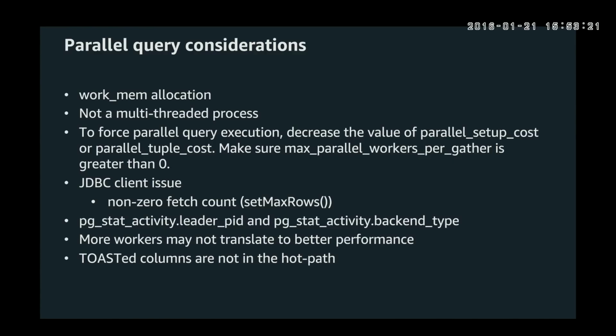So you just have to go and modify the client to send the non-zero fetch count to 0 so that it understands. This is kind of a limitation from the parallel query side of it. If it receives any additional variable from the client, it does not get executed. And also there is pg_stat_activity.